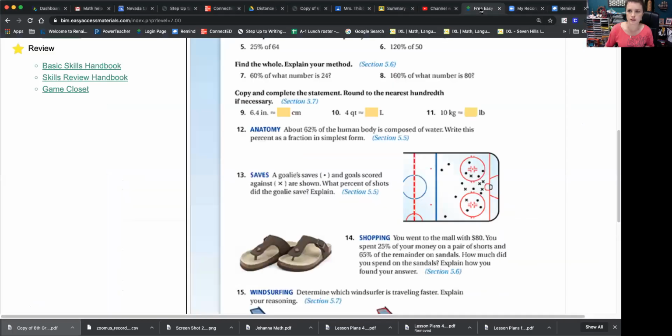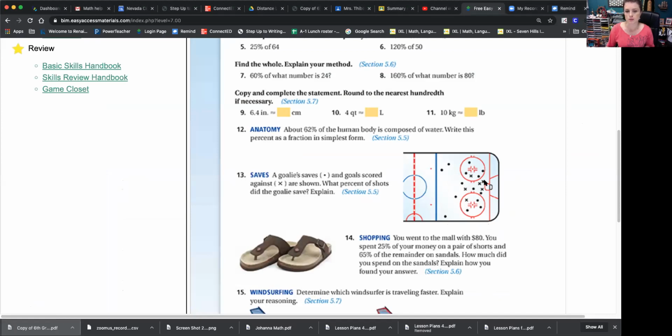Okay, so 13: a goalie's saves are the dots and the goals scored against are X's. What percent of shots did the goalie save? What you need to do is find the total first, because it needs to be out of the total shots combined. So you're going to count all of the dots and all the X's together to figure out the total shots taken.